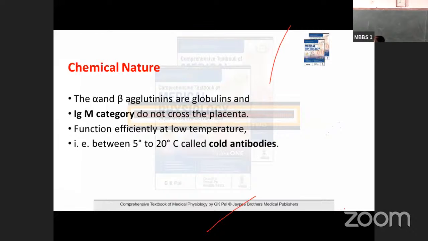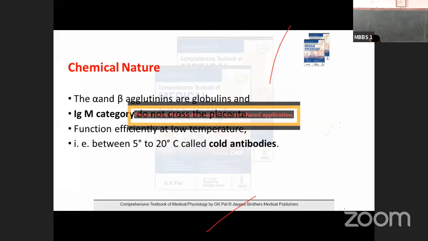Chemical nature, these are globulins. They are of the IgM category. They do not cross the placenta and they work at 5 to 20 degrees centigrade temperature. So these are called the cold antibodies. They are IgM type antibodies found in the plasma and they are reactive at 5 to 20 degrees, so they are called cold antibodies, and they do not cross the placenta.